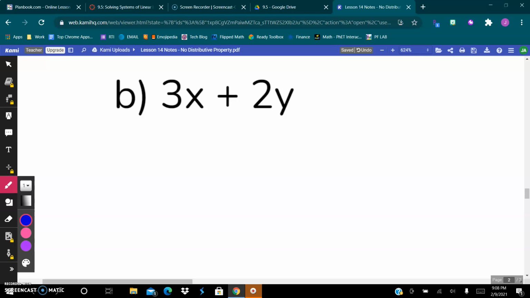This one, I have 3x plus 2y. Notice the variables are not the same. So when I'm asked to combine like terms, I can write can't combine.